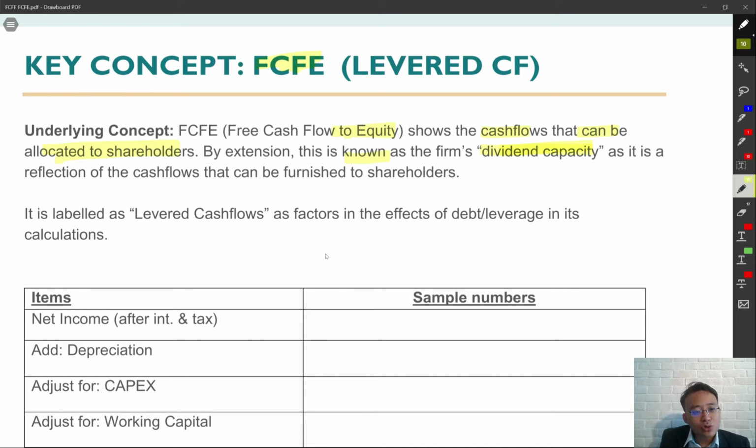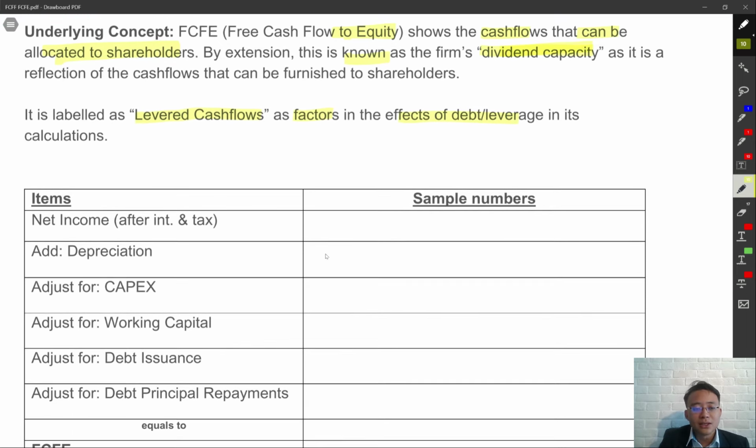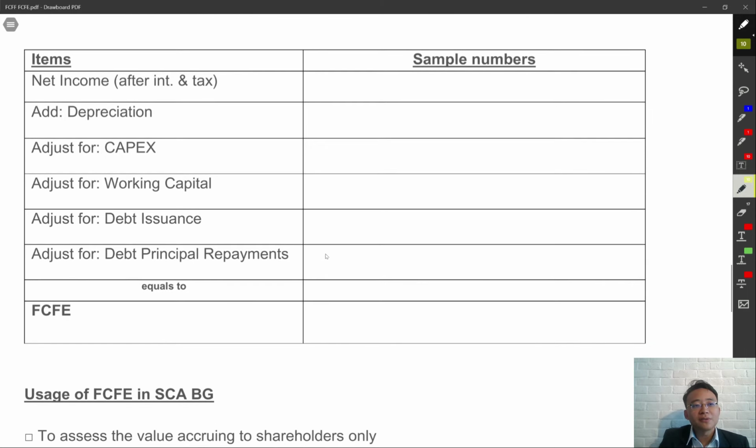Now, it is also labeled with several names for the same thing. Levered cash flows because, as you see below, it factors in the effects of debt and leverage. So let's see how we do FCFE. FCFE is slightly different in its workings. There are some similarities. The similarities you'll see me highlight here.